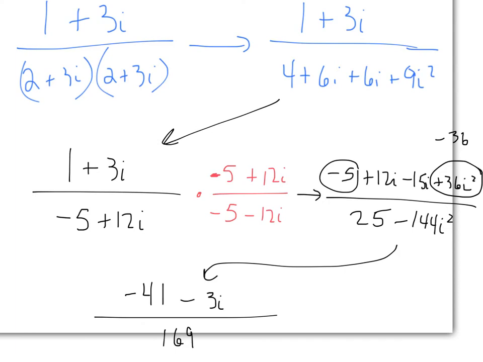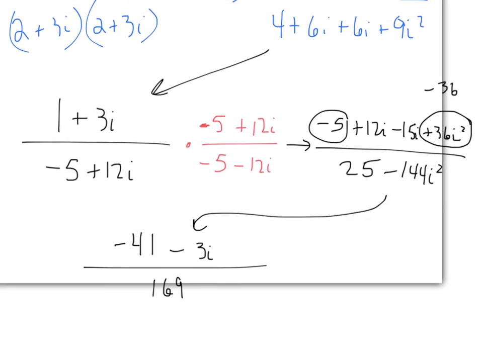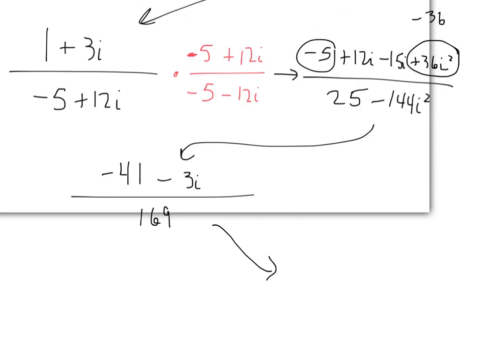Would I leave it like this? No. How would I write my final answer, Roy, if I wanted an a plus bi form? Oh, you would do negative 41 over 169, and then you do minus 3 over 169. Okay, and now, are any of these divisible? Can these be reduced? 3 and 169 cannot. How do I know? Add the digits of 169 together. What do they come out to be?